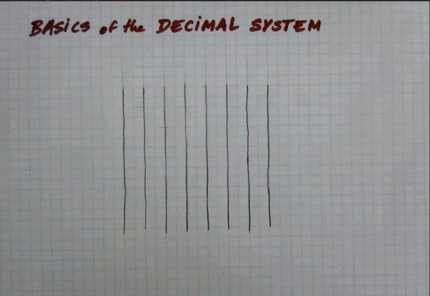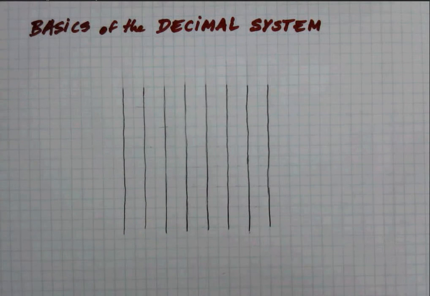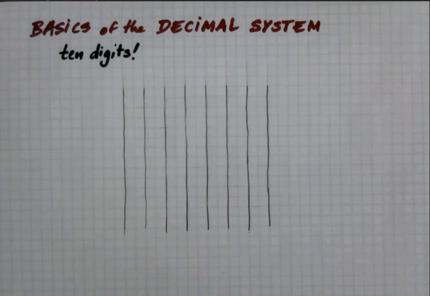This video is going to set out some of the basics of the decimal system. It's just good to watch as a starter if you're reviewing your decimal skills. The first thing we're going to start with is remembering that all the numbers that we ever write are written with only 10 digits.